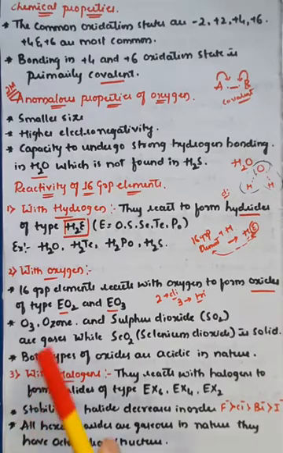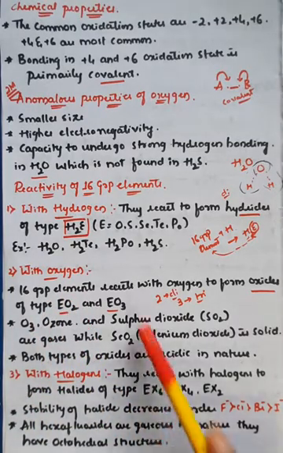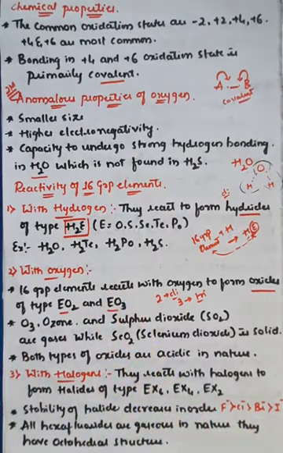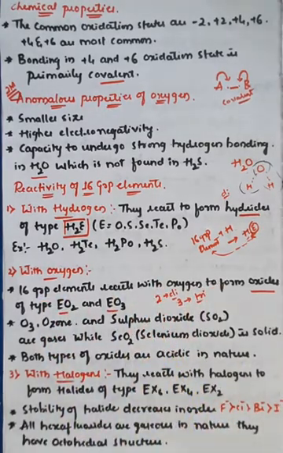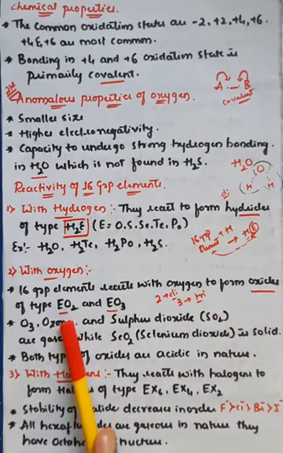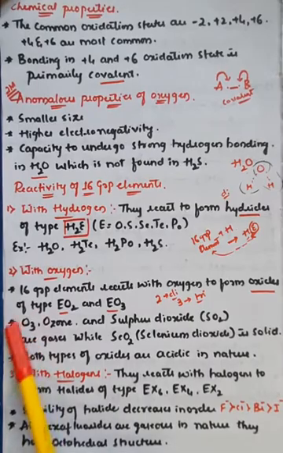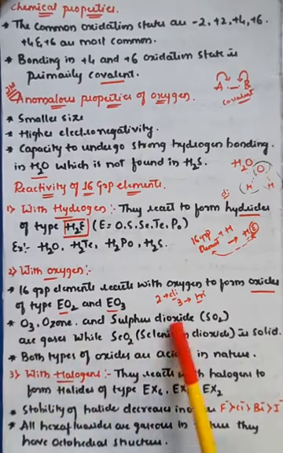One is generally called EO2. EO2 means it is the dioxide form, and the second one is EO3. EO3 means there are 3 oxygen, and generally we'll call it a trioxide. Therefore, whenever the 16th group elements react with oxygen, they convert into 2 types of oxides. One is dioxide, another one is trioxide. Similarly, if you observe here, O3 is ozone, and sulfur dioxide is SO2.